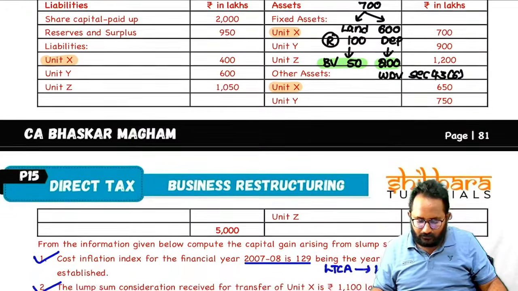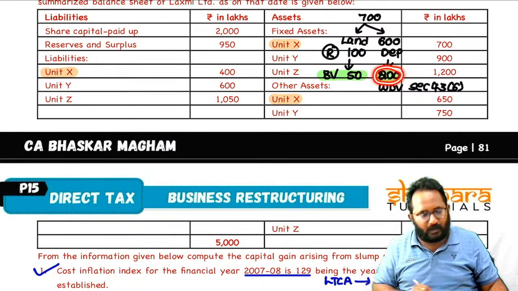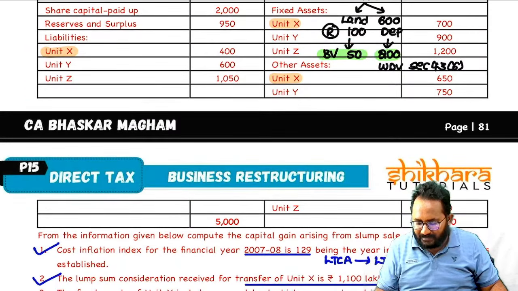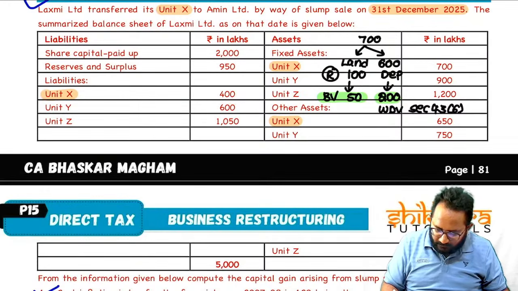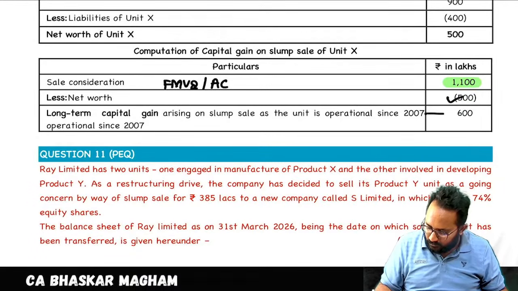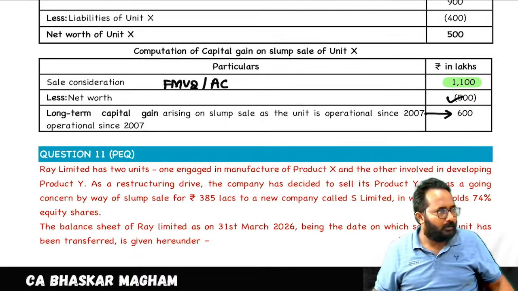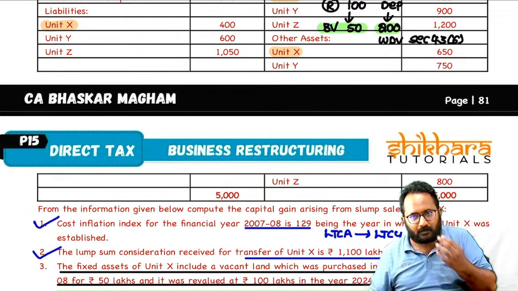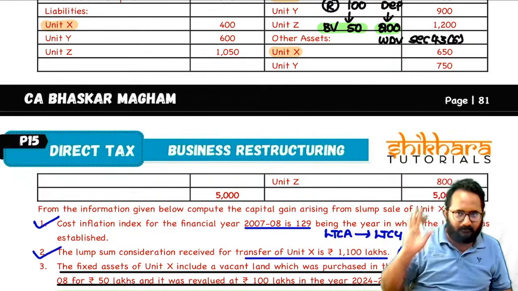Please take a calculator. Unit X asset, WDV related 200, plus land book value 50, plus other assets book value 650, minus 400. How much do you get? 500. We remove 500. What is the long term capital gain? 600. Understood, all of you? Sir, many students are asking, sir, here I want to calculate FMV1 also. Or you can calculate, but that is a waste of time because the data is incomplete.